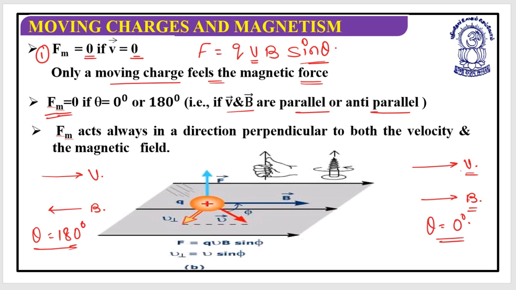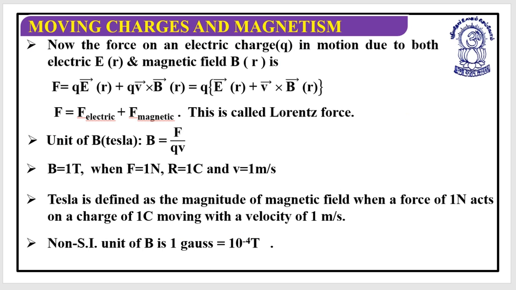Yes, one more thing, and very important: the direction of the magnetic force. It is always perpendicular to both the velocity and the magnetic field. You need to remember this. Even though I'm going to summarize this, please try to remember as many things as possible. Now let's move to the complete Lorentz force.